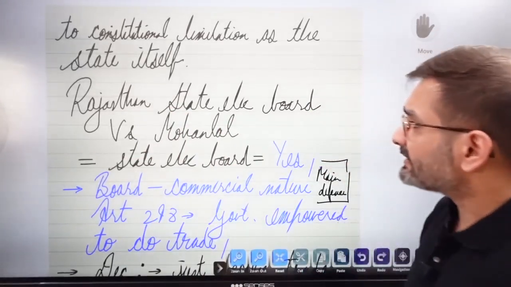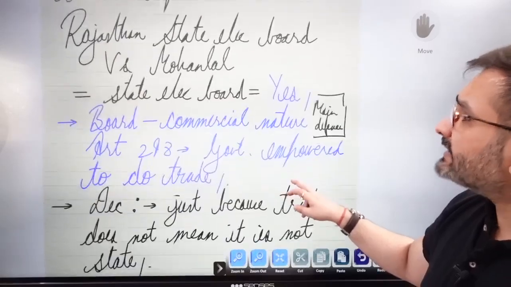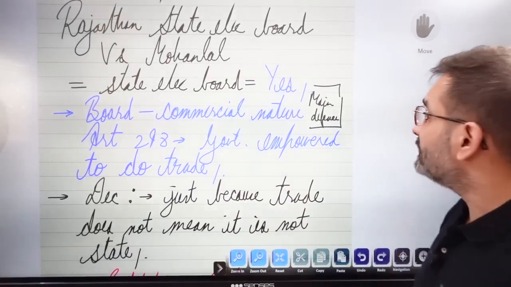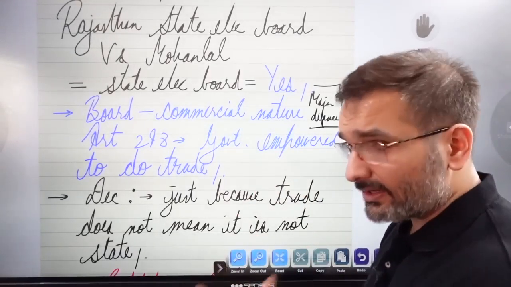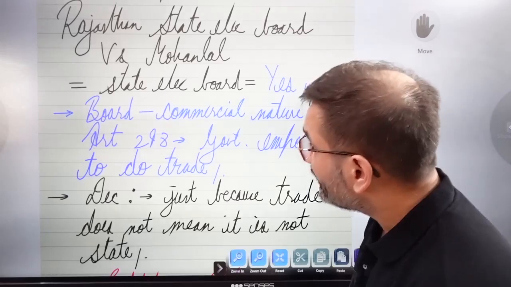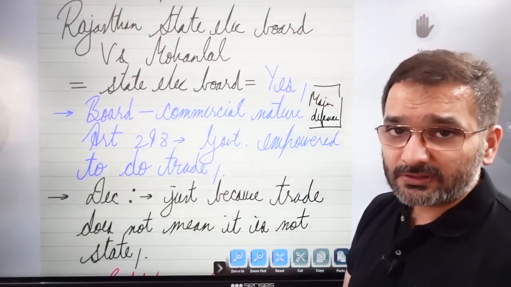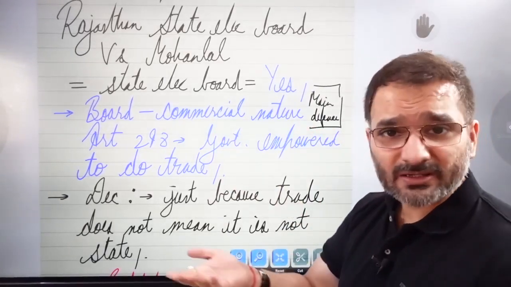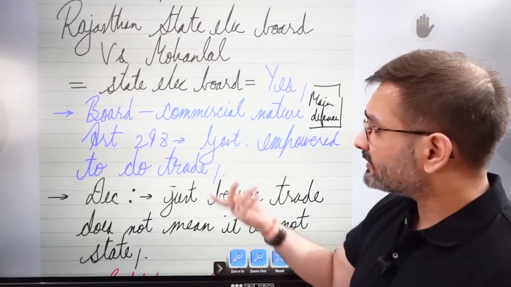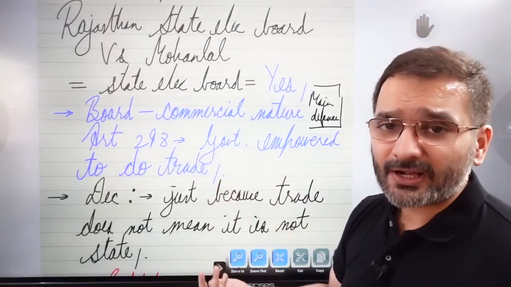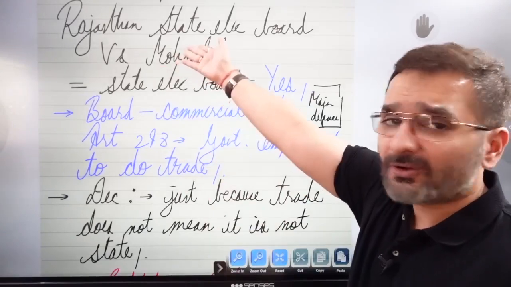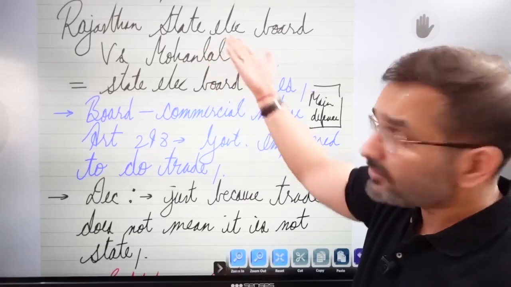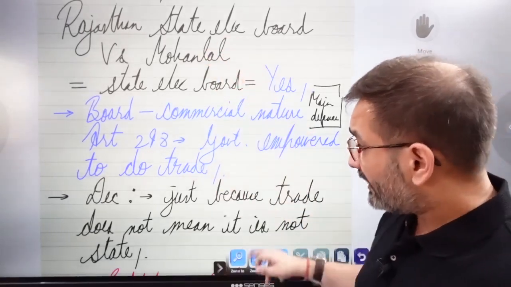Acha ji. Rajasthan State Electricity Board versus Mohanlal. In this case, State Electricity Board, you said, well, yes, you are falling under the definition of the state. Now the board argued, look, ours is of a commercial nature, we too are doing business. So the Supreme Court said, so what? Article 298 says government is empowered to do trade. So government is doing trade via you, in your name. Via you in the sense of quasi, you can say proxy. You are state. Case law number 1.